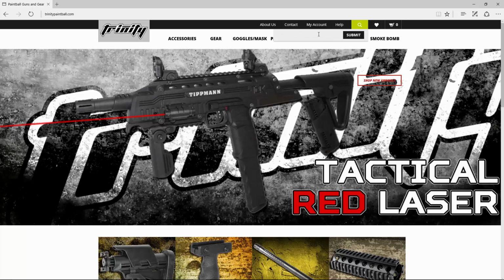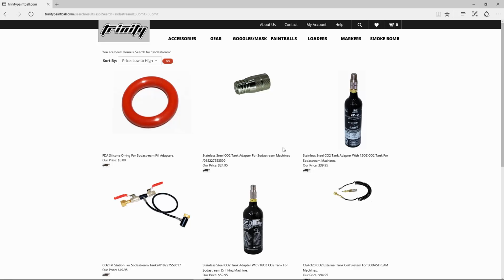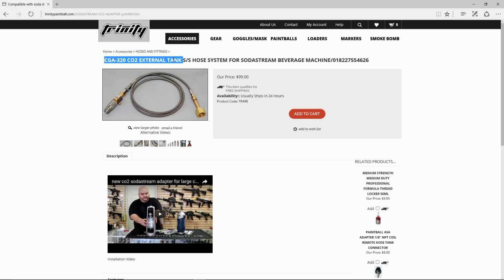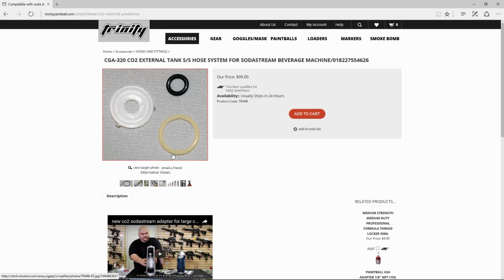To order this part, go to trinitypaintball.com. Just go ahead and search SodaStream, all one word, which should get you there. And it's this one on the bottom left, the CO2 external tank, stainless steel hose system for SodaStream beverage machine. This is the one that'll do it for you.